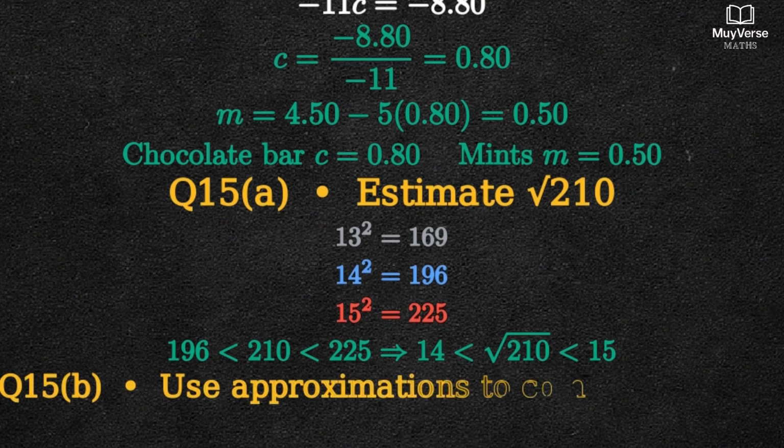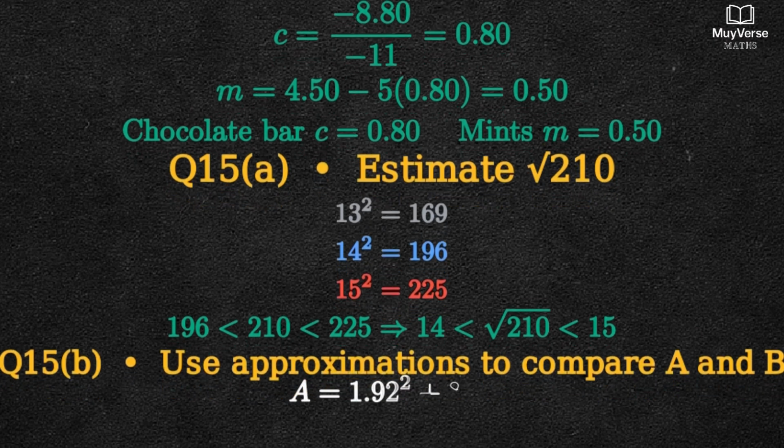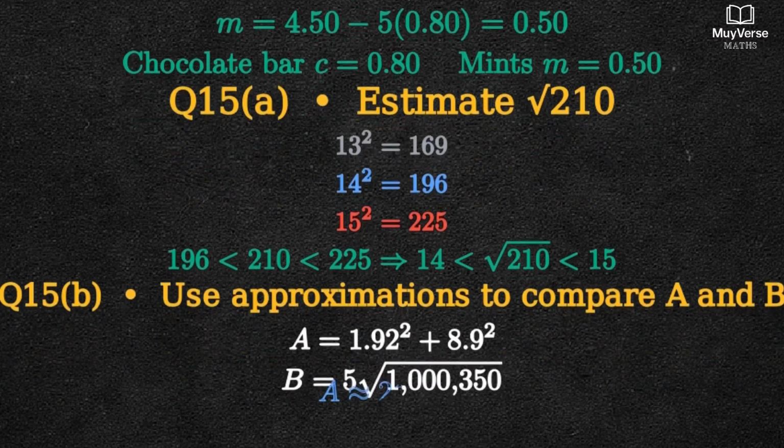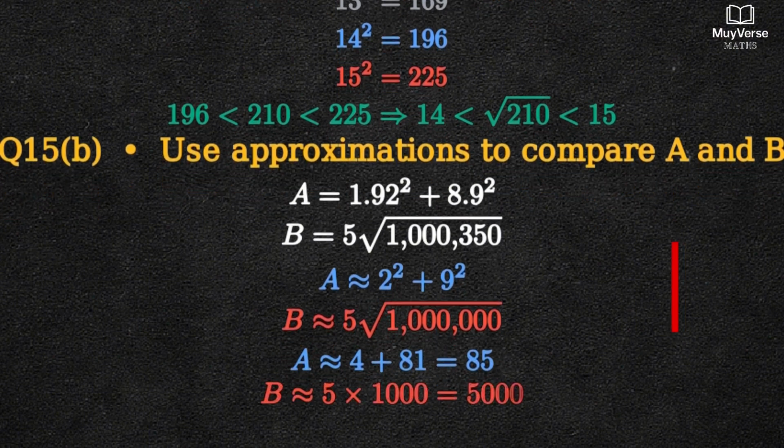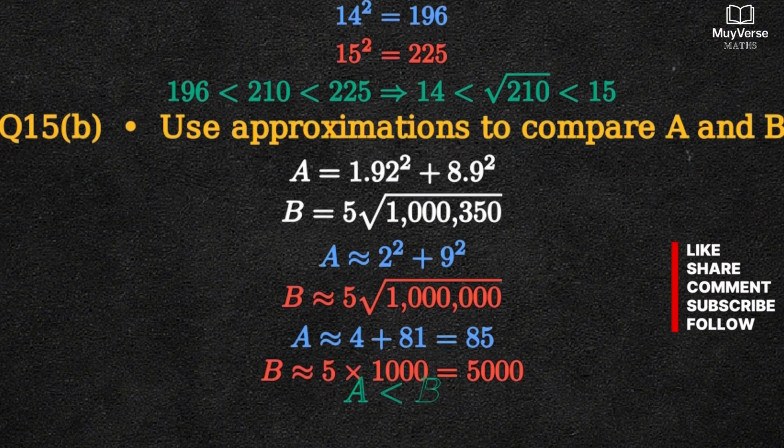Question 15 Part B. We compare two values using approximations to show A is less than B. Write the two expressions. Round to easy numbers. Compute the approximations. Clearly A is much less than B, so A is less than B.